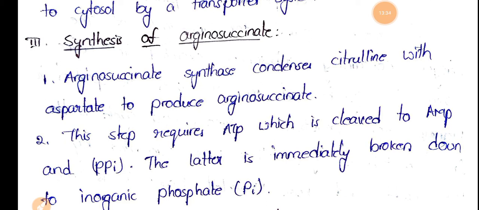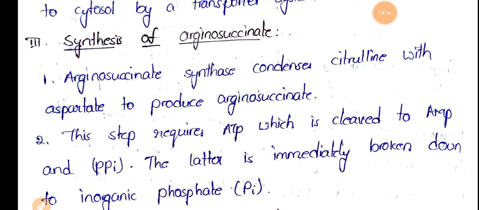Okay, now let's see. So here citrulline will condense with aspartate to produce argininosuccinate with the help of the enzyme argininosuccinate synthase. So citrulline and aspartate will combine to form argininosuccinate, and the enzyme responsible for this reaction is argininosuccinate synthase. And this reaction is an ATP dependent reaction.